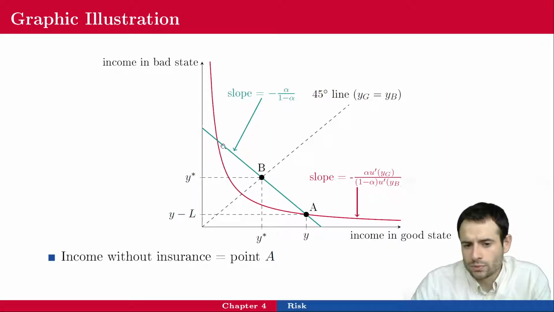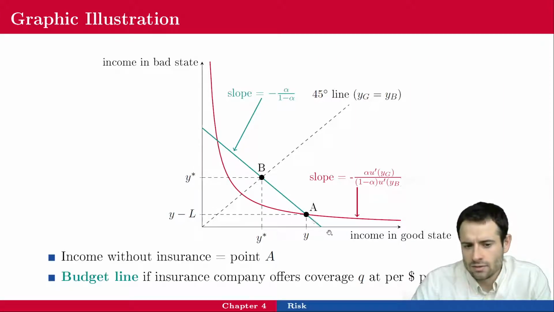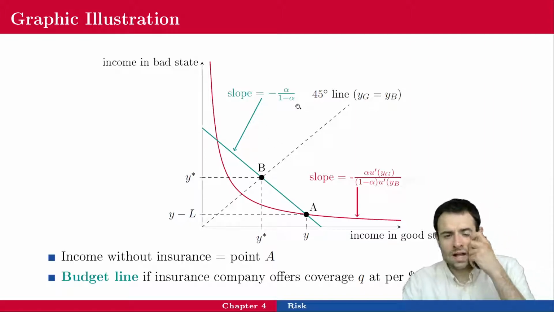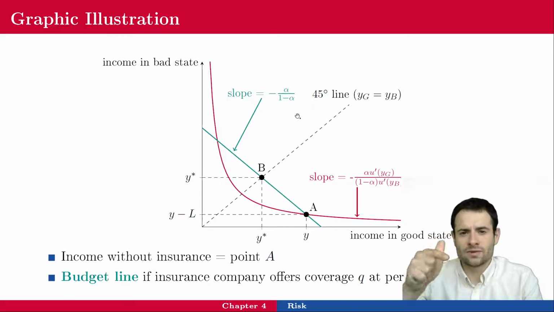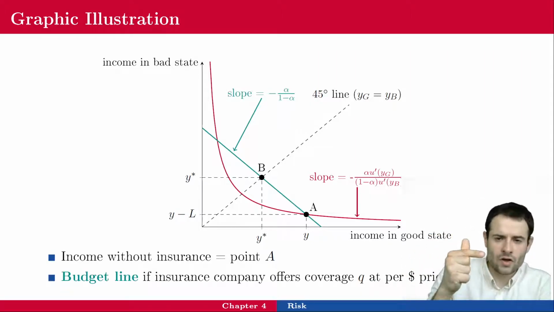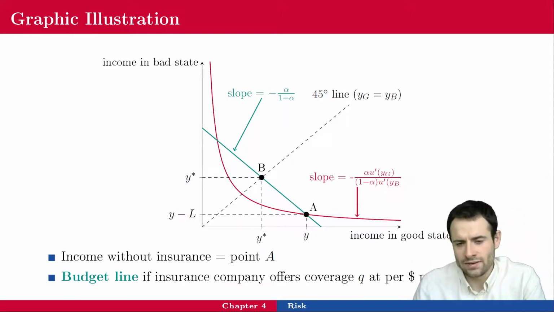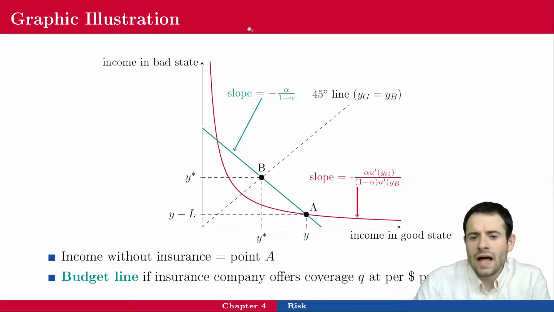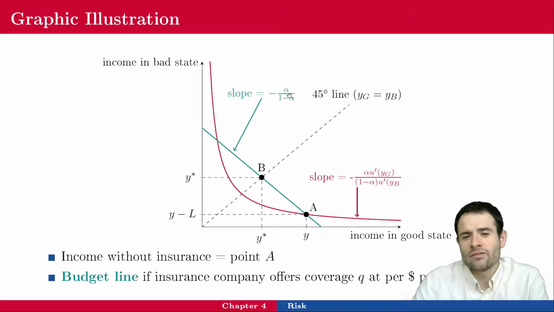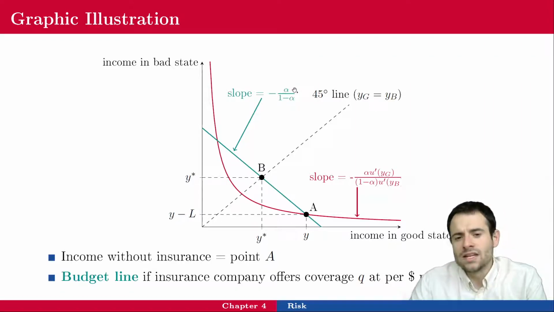The slope of this line here is minus alpha over 1 minus alpha. It is the relative likelihood of a good event as opposed to a bad event. If alpha is equal to 0.5, 50%, then this is equal to 1. That would mean that each event is equally likely.